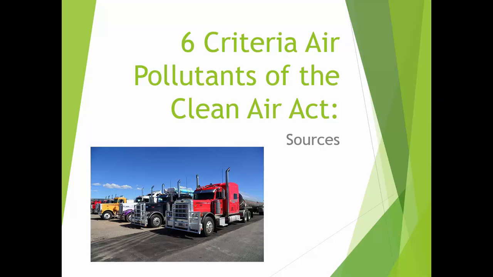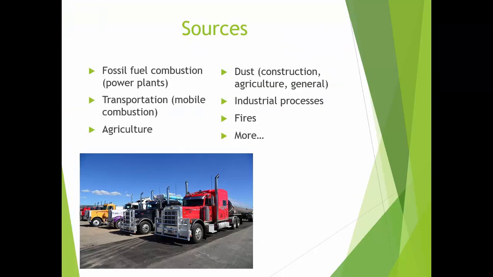Alright, so let's talk about where these pollutants come from. So we will focus in on those 6 criteria pollutants that are monitored and regulated by the Clean Air Act. If you lump all of those 6 pollutants together, then these are the main sources of them, and then we will talk about each one separately. So the main sources, number one, power plants, where they combust fossil fuels. That would be the power plants that are generating electricity, and these generally burn coal, natural gas, or some of them can burn oil.